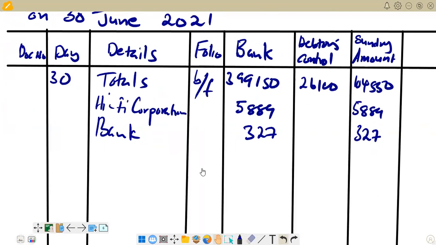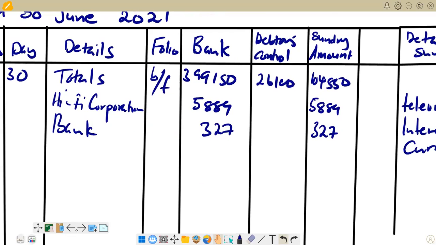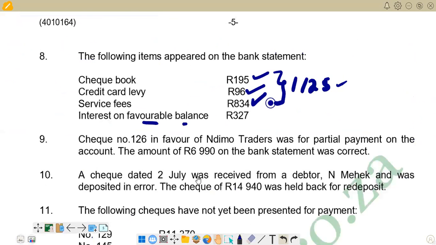Then we can go again to check what's the next one we have. So we are now on 9. It reads: check number 126 in favor of Ndimo Traders was for partial payment on the account. The amount of 6,990 on the bank statement was correct. We are saying for check number 126, the amount that we have in the journal is incorrect, but the amount on the bank statement of 6,990 is correct. So we want to see which amount we have in the journals for check number 126.